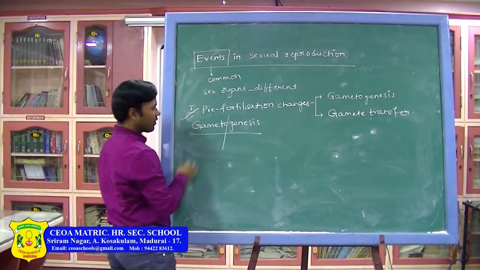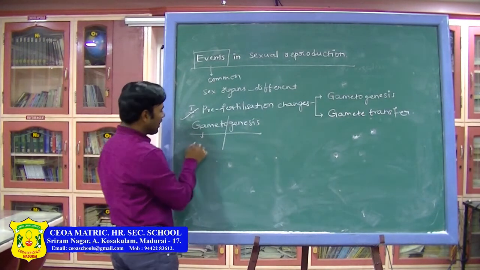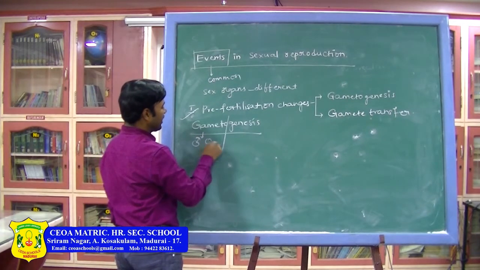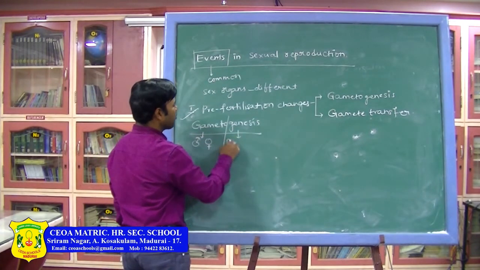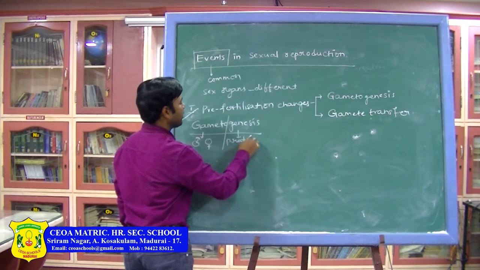Gameto means gametes are producing. What are the gametes? Male gametes and female gametes are producing. Genesis means production, generating.